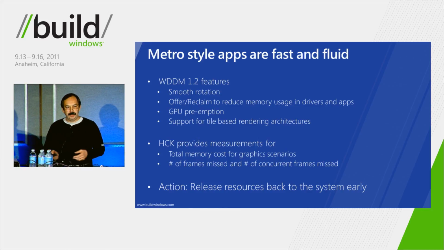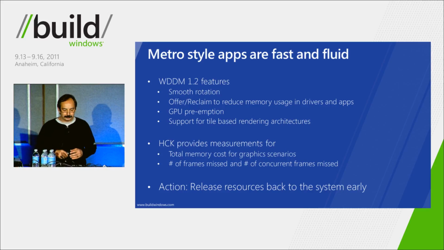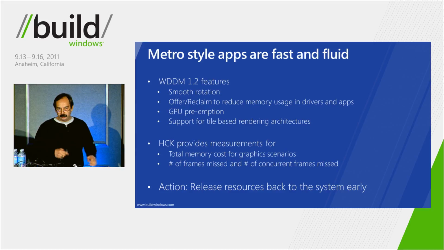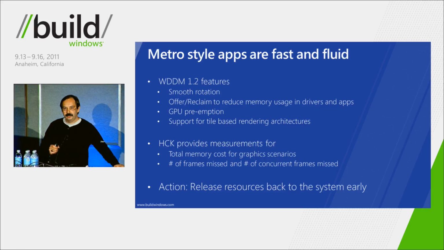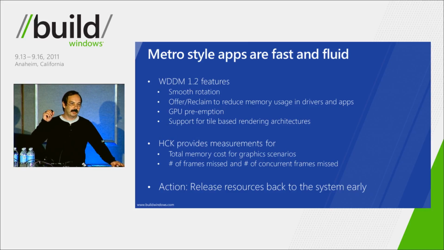However, that screen could be big, it's causing memory pressure, it's affecting the overall system, and you don't want to do that. So with WDM 1.2 and D3D, we provide APIs where the application can say, hey, I'm going to offer this memory back to the system. And offer is interesting because what it says is, I'm not giving it away, I'm saying, you can take this if there's memory pressure and you need it.